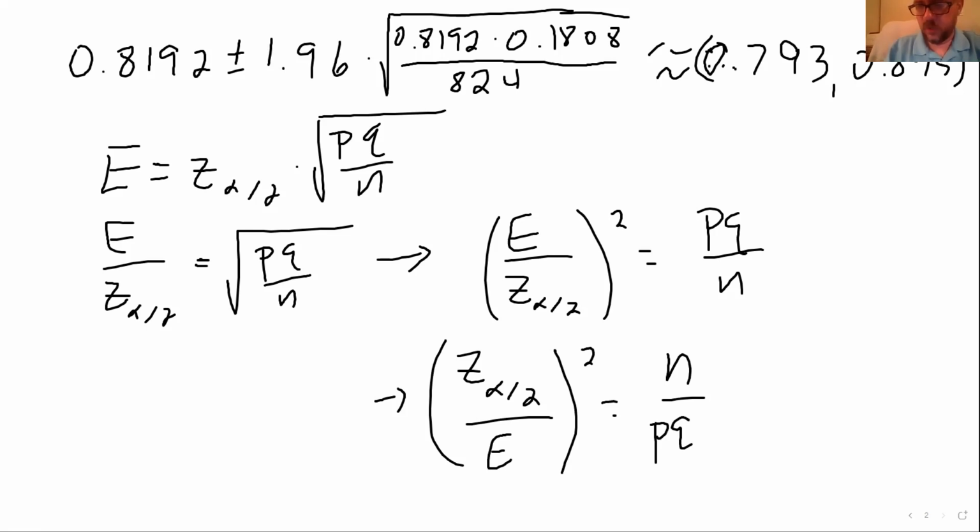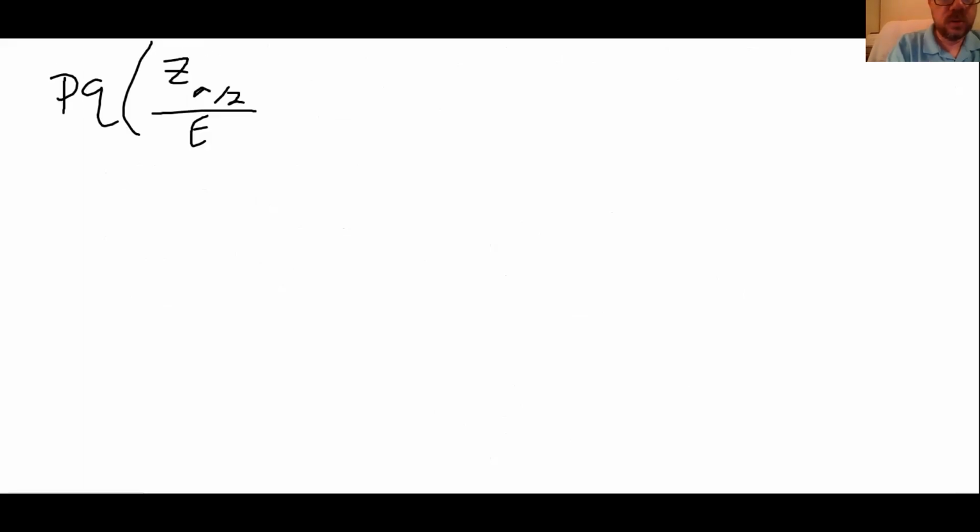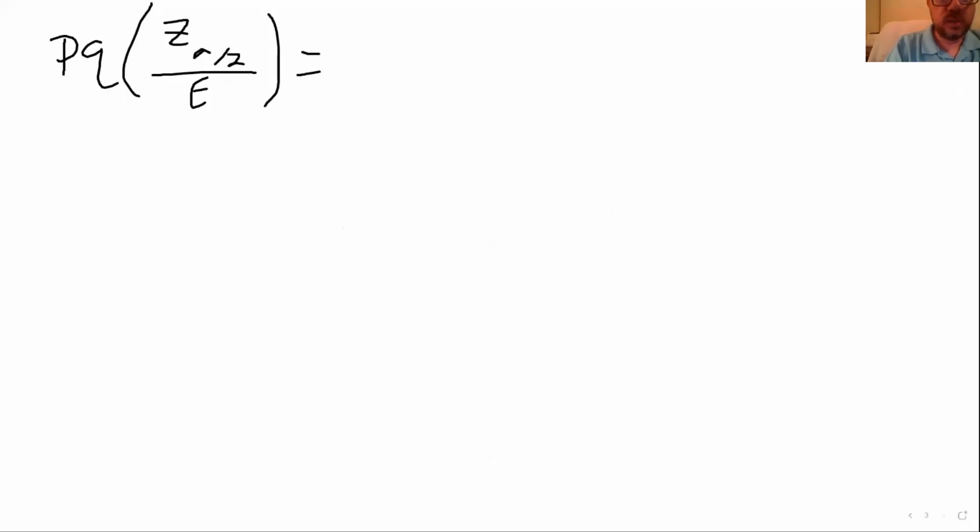And so multiply both sides by pq, I end up with pq times z alpha over 2 over E. Sorry, I almost did it upside down again. Z alpha over 2 over E, squared, equals n. So that's your formula right there.